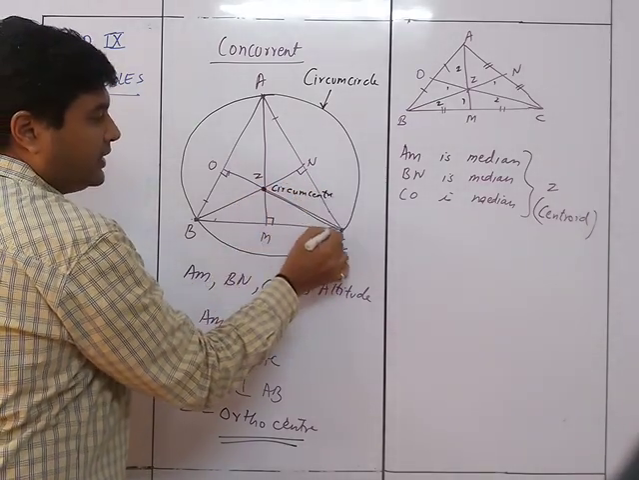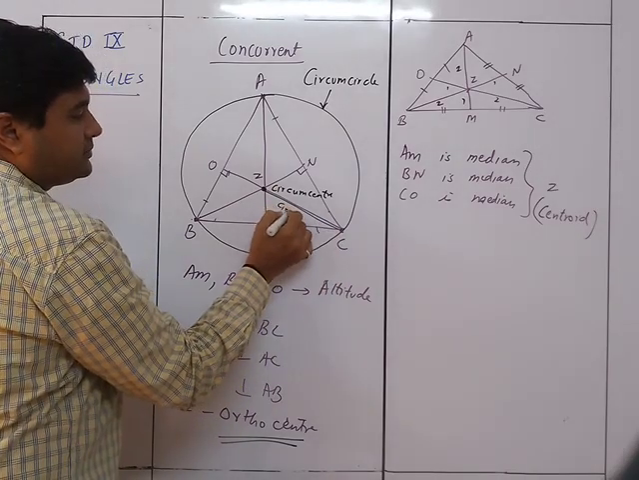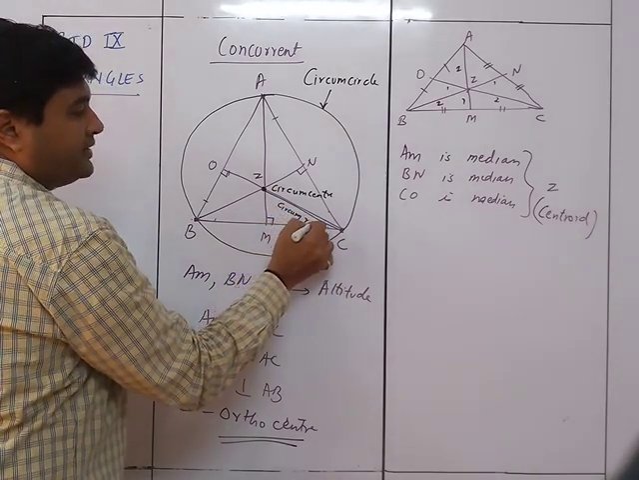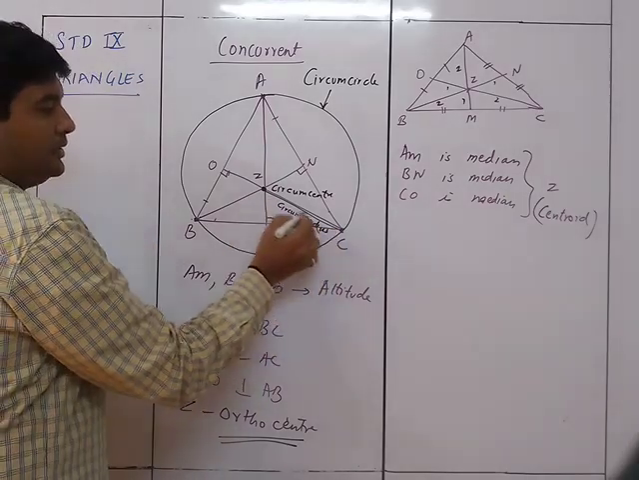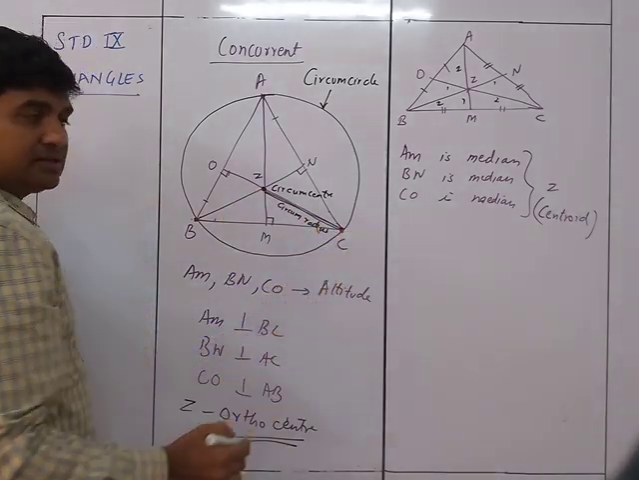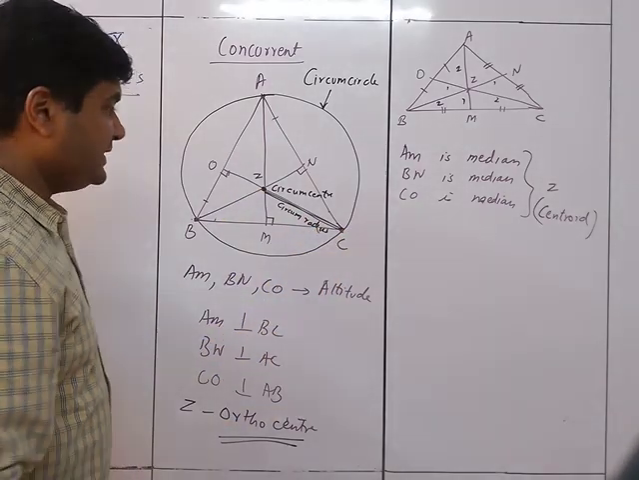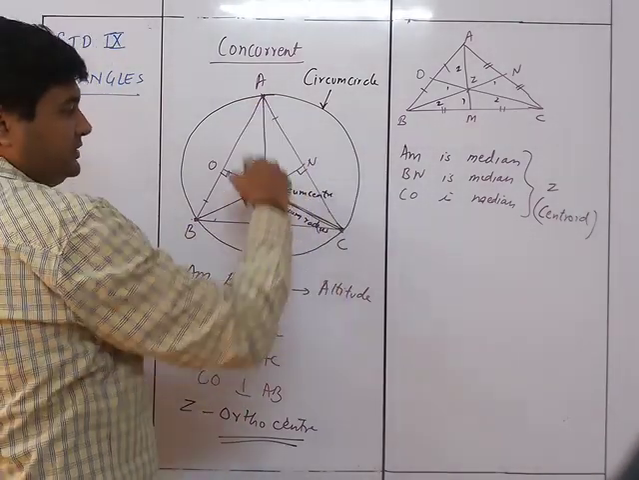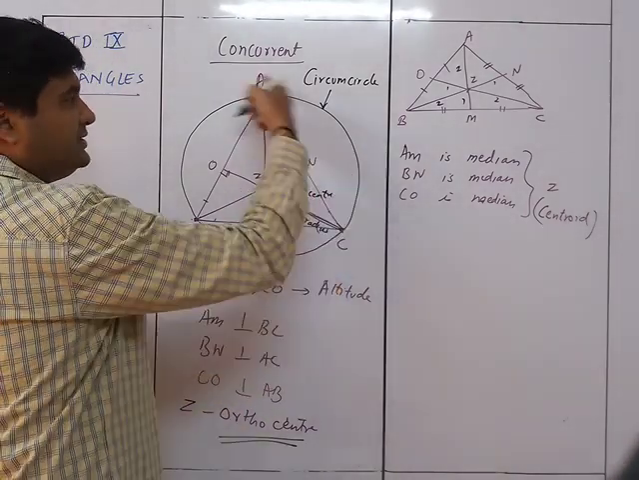And this over here is the circumradius. This here to here is the circumradius. Okay. So that is the circumcenter. This is the circumcenter, the radius, and the circumcircle.